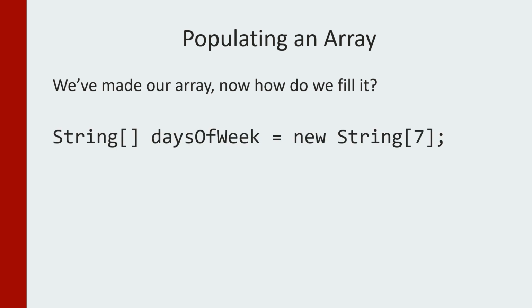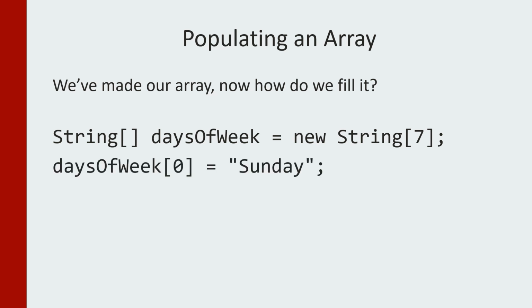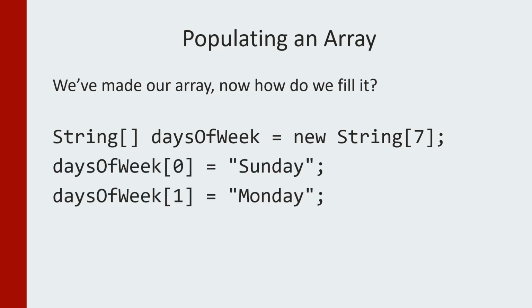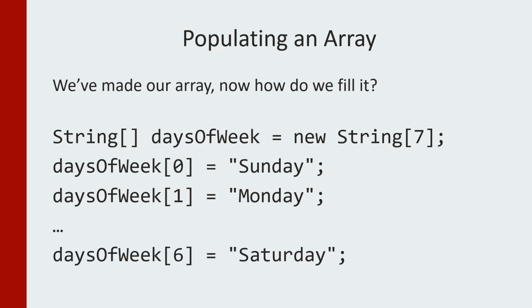One way to do this is to just go by indexing. daysOfWeek at 0 is Sunday. daysOfWeek at 1 is Monday. And so on until daysOfWeek at 6 is Saturday. So now daysOfWeek is actually instantiated with each of the values.